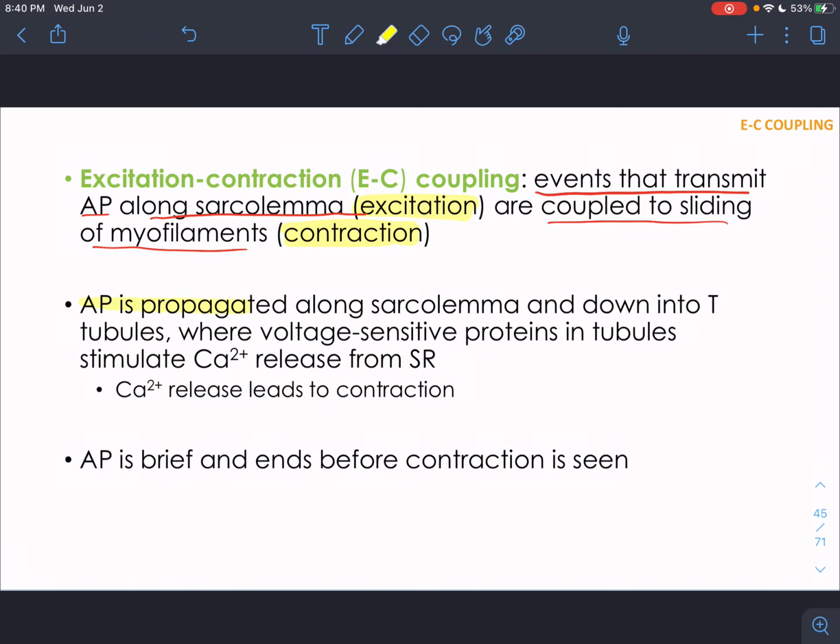The action potential goes all the way along the sarcolemma until it reaches those structures that we talked about earlier, the T tubules. So that action potential goes down the T tubules. In the T tubules, you have voltage-sensitive proteins that ultimately are going to cause the release of calcium from the sarcoplasmic reticulum. That's important because calcium leads to contraction. The action potential just causes calcium to be released, and that's what's going to lead to the contraction. But the action potential ends before the contraction actually happens.